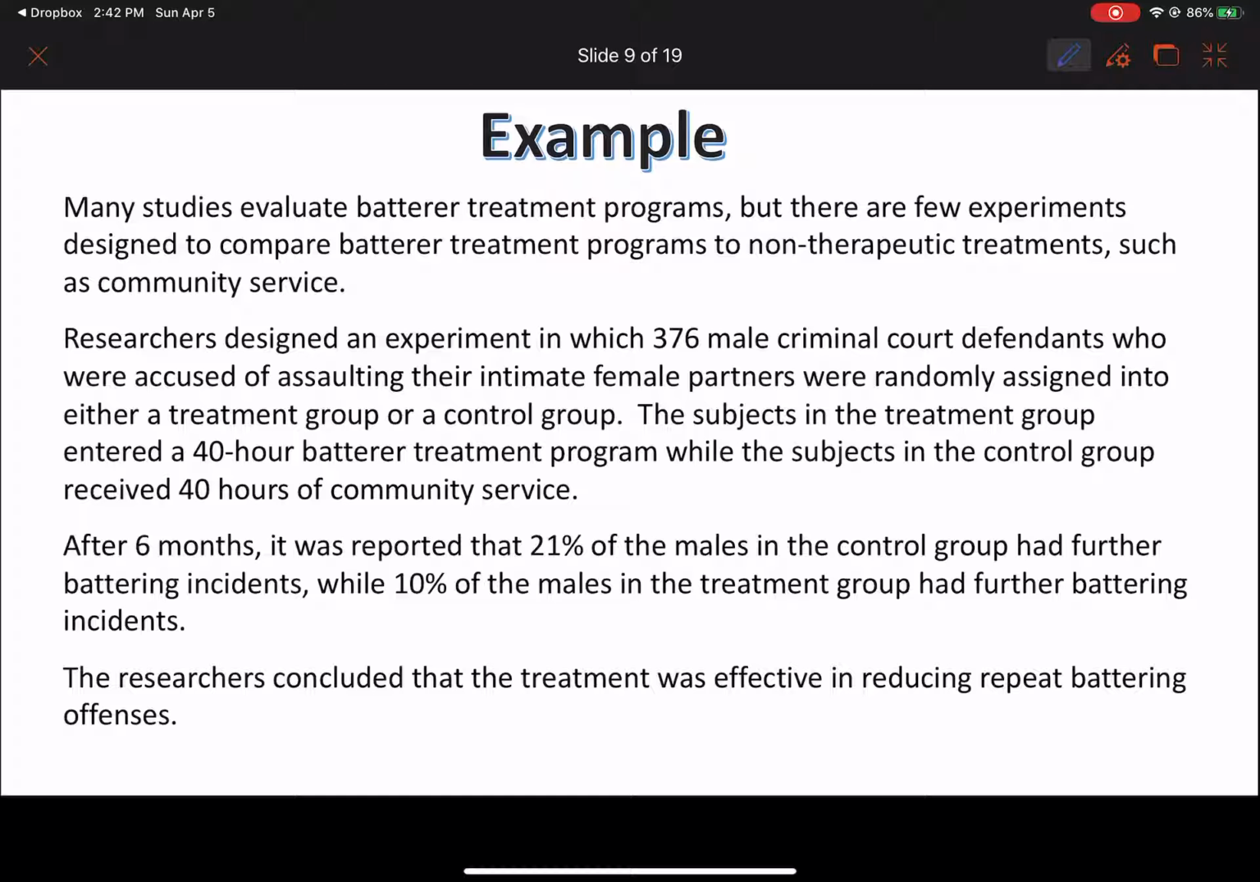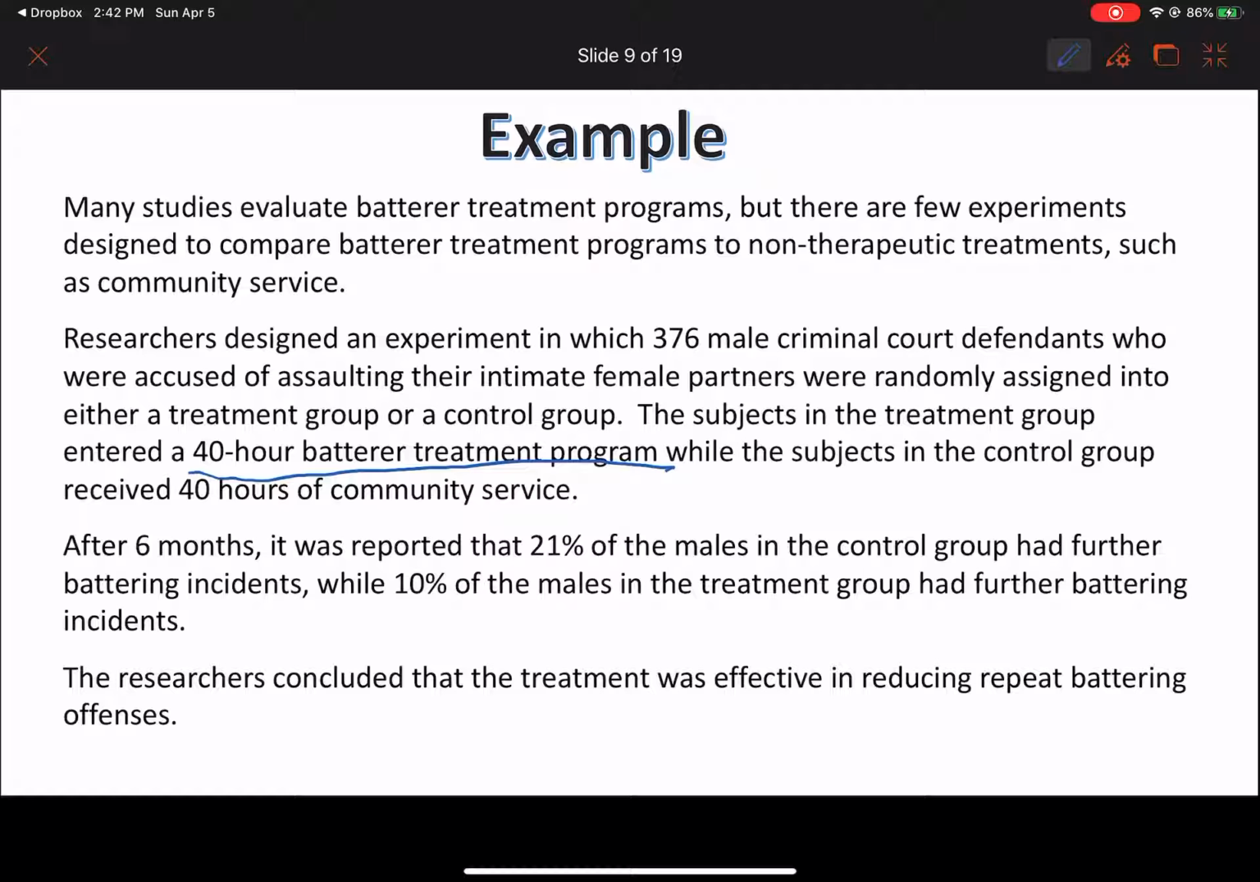Here's an example. Many studies evaluate batterer treatment programs, but there are a few experiments designed to compare batterer treatment programs to non-therapeutic treatments, such as community service. Researchers designed an experiment in which 376 male criminal court defendants who were accused of assaulting their intimate female partners were randomly assigned to either a treatment group or a control group. The subjects in the treatment group entered a 40-hour batterer treatment program, while the subjects in the control group received 40 hours of community service.